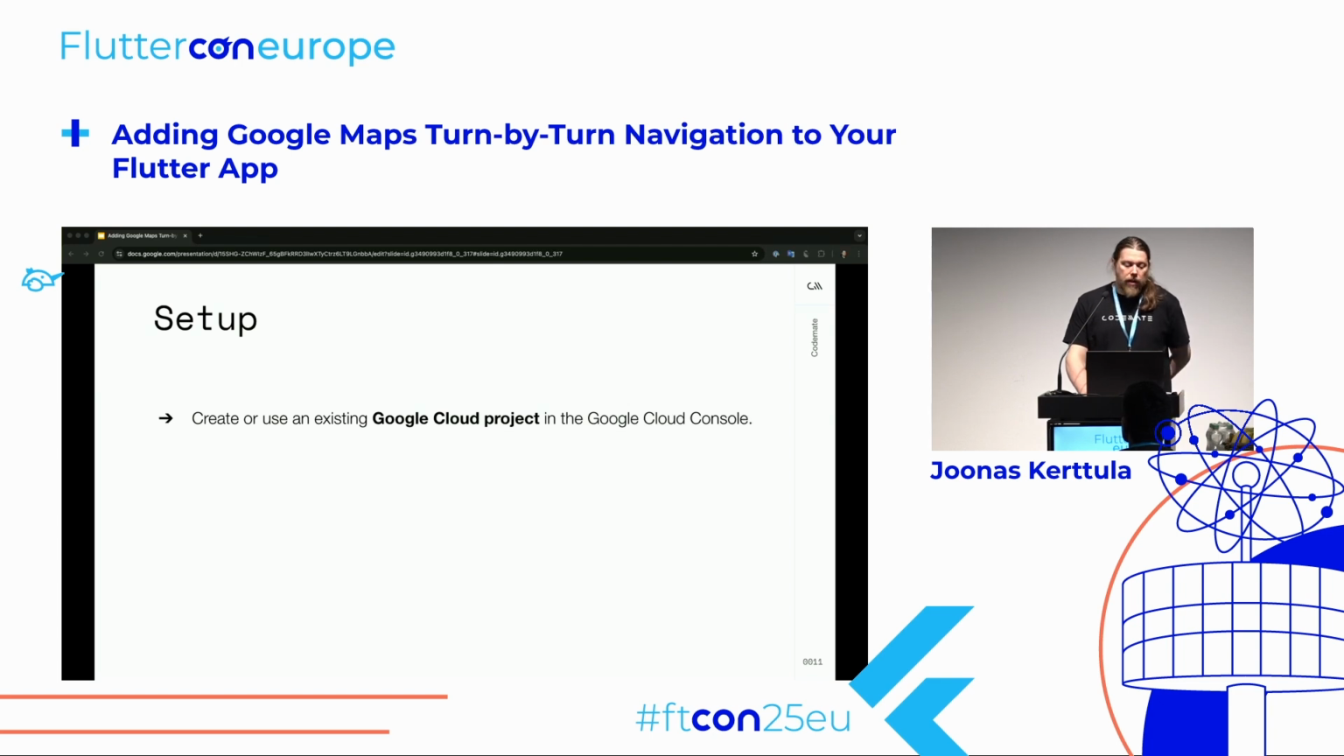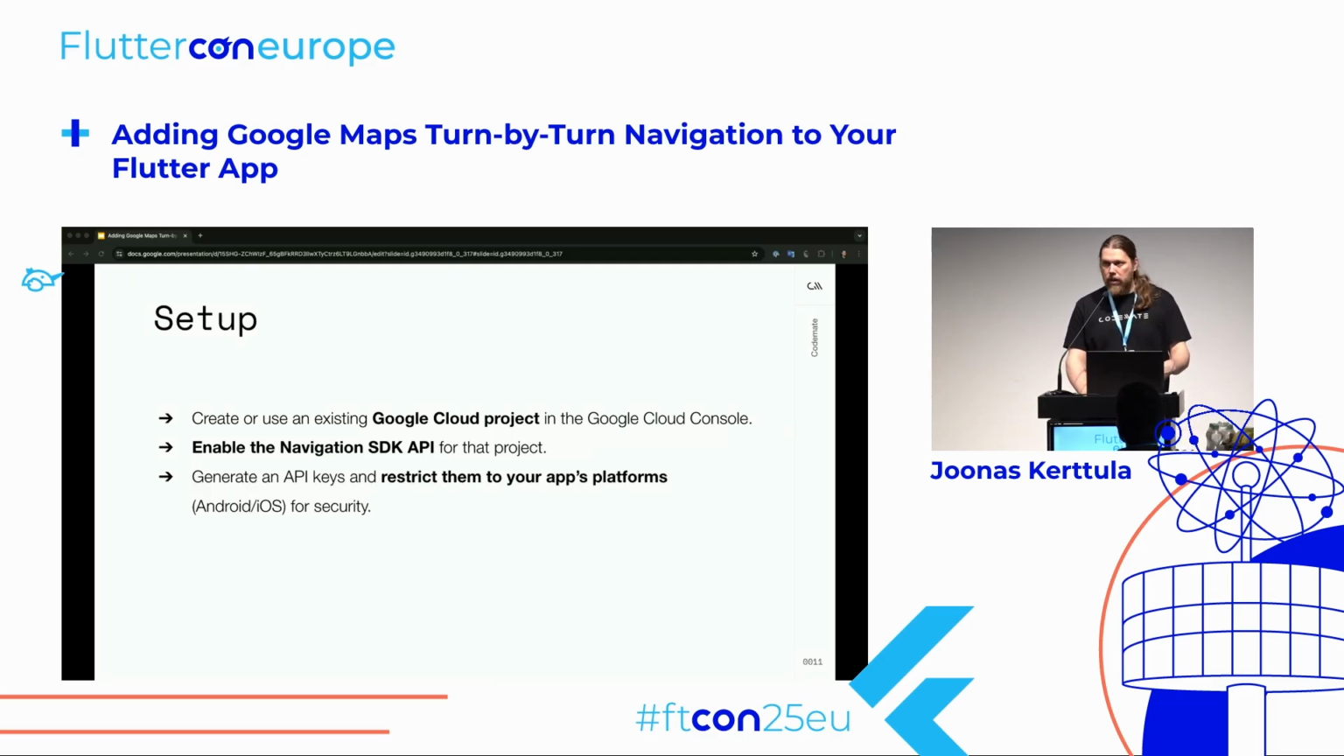So first you have to create or use your existing Google Cloud project in the Google Cloud Console. You have to enable the Navigation SDK API separately. You have to create API keys and restrict them to your app platforms. And after that, you have to have billing enabled. Navigation SDK features are billable features, which come into play when you have a lot of requests to the Google services.